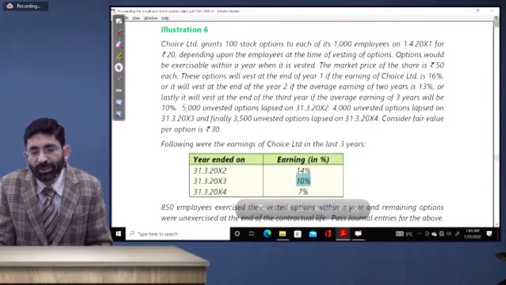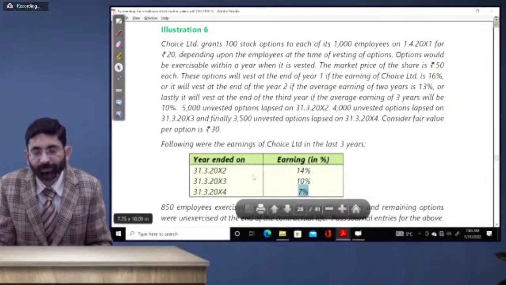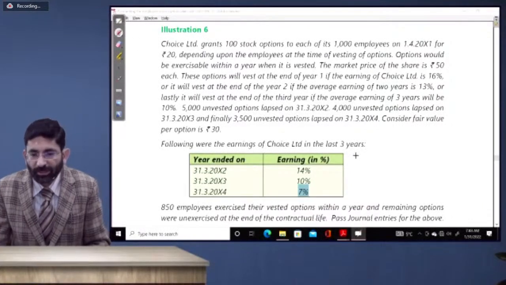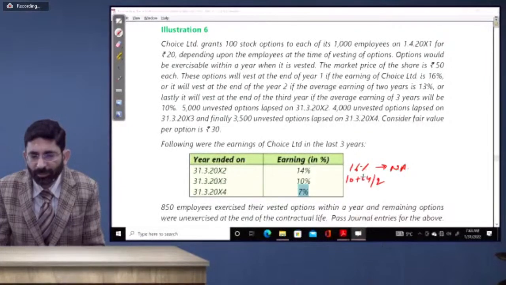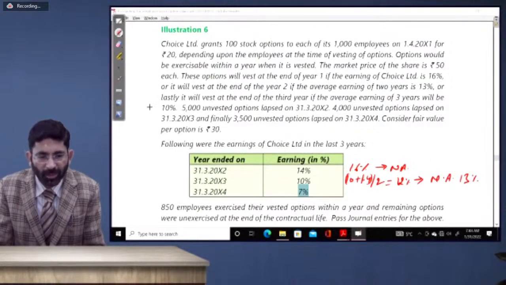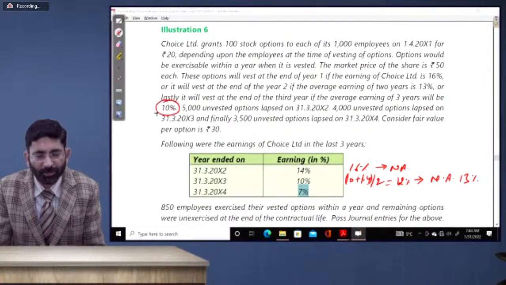Now, if all the assumptions are not achieved, even then we have issued the share. Just check how much is our earning. Here it should be 16%. Not achieved. Here it should be 10 plus 14 divided by 2, which is 12%. So not achieved, because we are expecting 13% here. So again, it is not achieved. Then in the third year, how much is the expectation? Our expectation is 10%. So it is 16. It should be 14.